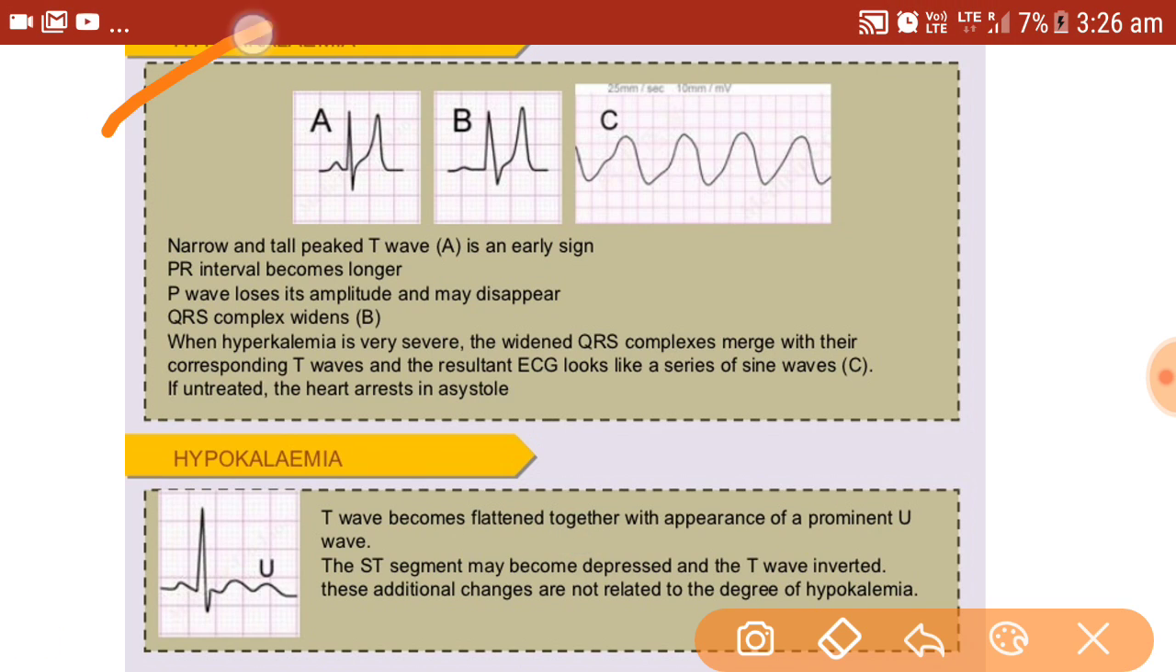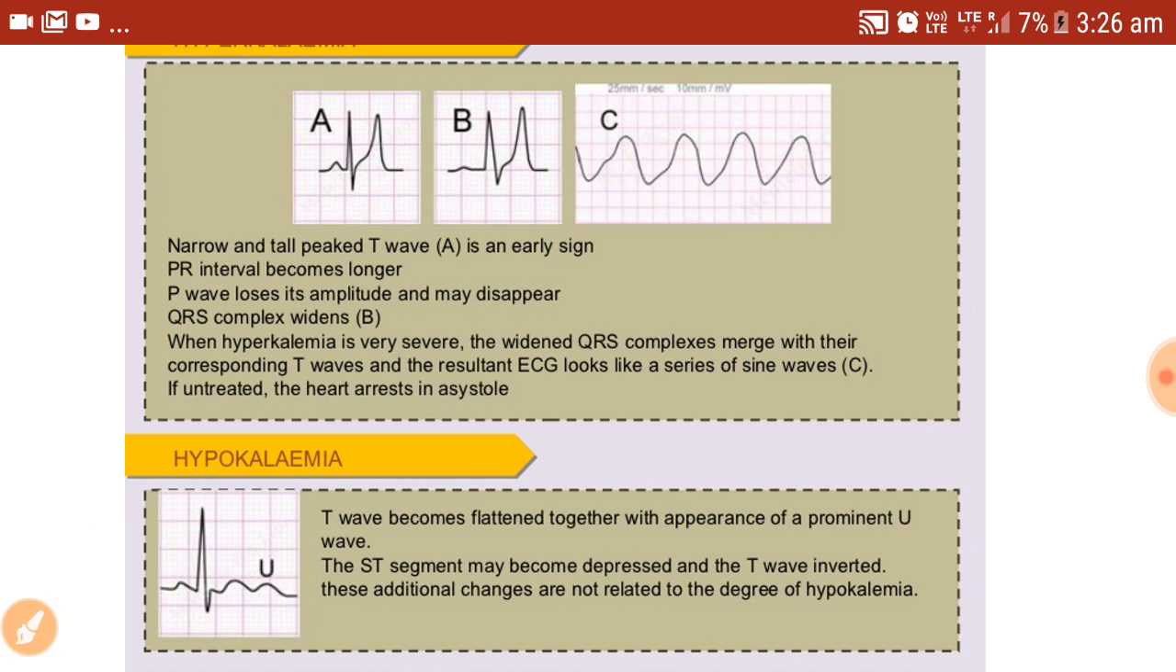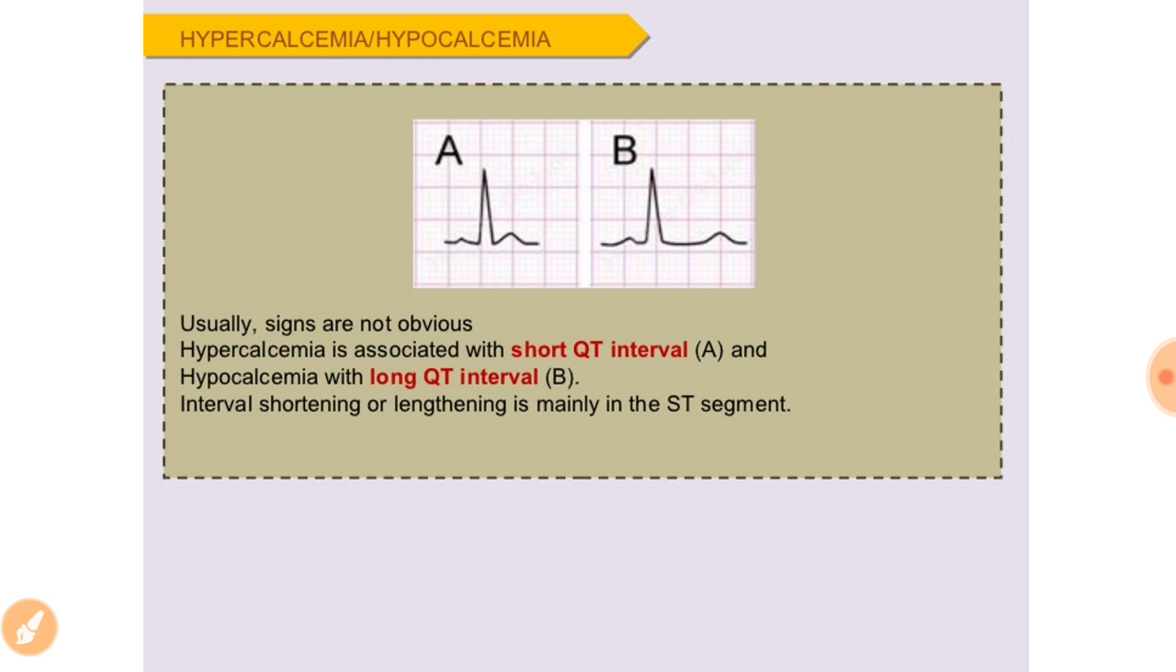Now two important conditions: hyperkalemia, you see this beautiful narrow and tall peaked T wave as an early sign. Then the PR interval becomes longer and the P wave loses its amplitude and may even disappear. The QRS widens. Okay, what happens in hypokalemia? The T wave becomes flattened and there is a prominent U wave. The ST segment may become depressed or the T wave inverted.